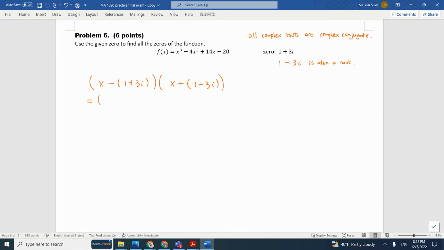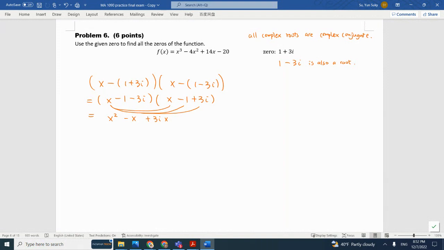Okay, so what's that? Get rid of the parentheses. So minus 1 and then minus 3i. Here, minus 1 plus 3i. Okay. Distribute x times x is x squared. X times minus 1, minus x. X times 3i is 3ix.